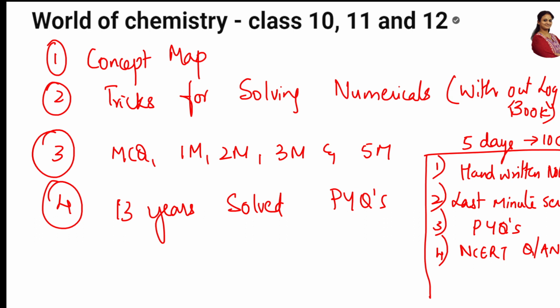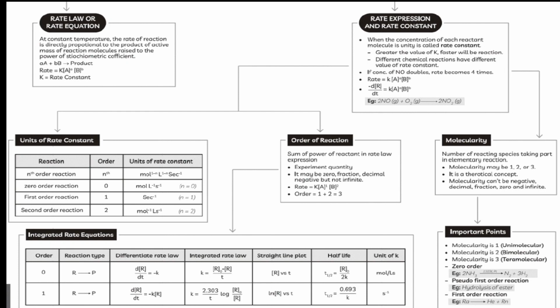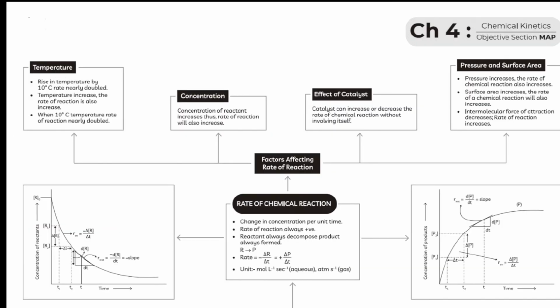Let's not waste time. First of all, the concept map, as I said, is the one I've picked up. It includes the definition of rate law or rate equation, what the rate expression is, what is meant by order of reaction, what is meant by molecularity of a reaction, and the units for rate constant for nth order, zero order, first order, and second order. Everything. After that, the integrated rate equations table is here, students, and important points. Also molecularity, zero order, first order with examples.